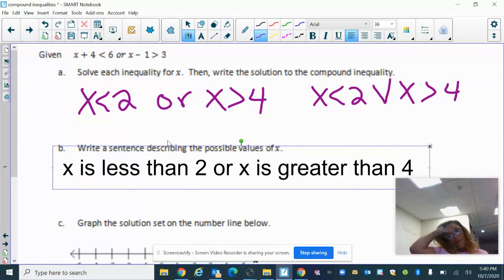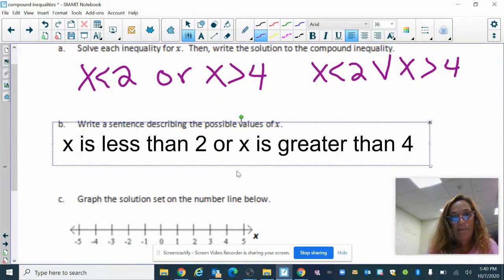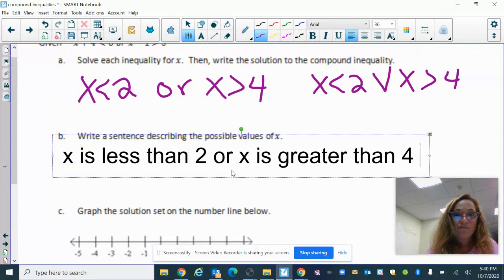Now, sometimes they expect you to get fancy and use set notation, like x is a number such that. This is not fancy right now. If they want fancy, give them fancy.